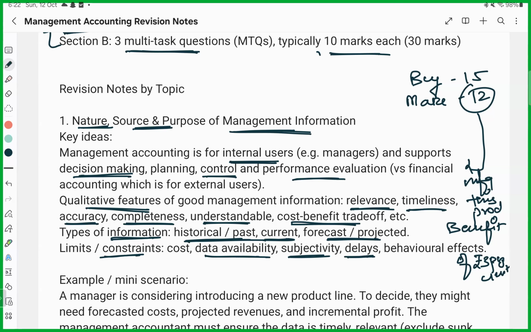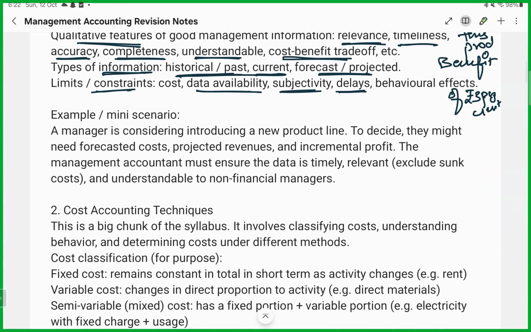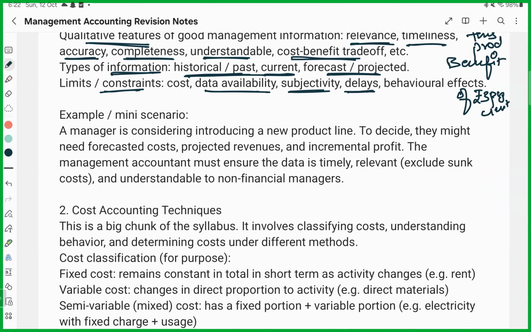Now let's understand this with the help of an example. A management is considering introducing a new product line. To decide, what do they need? They need a forecasted cost. What is the cost that will be required for starting a new product line? What is the projected revenue? If they are setting up a new product line, what is the expected revenue that the organization can earn from this particular product? And what is the incremental profit?